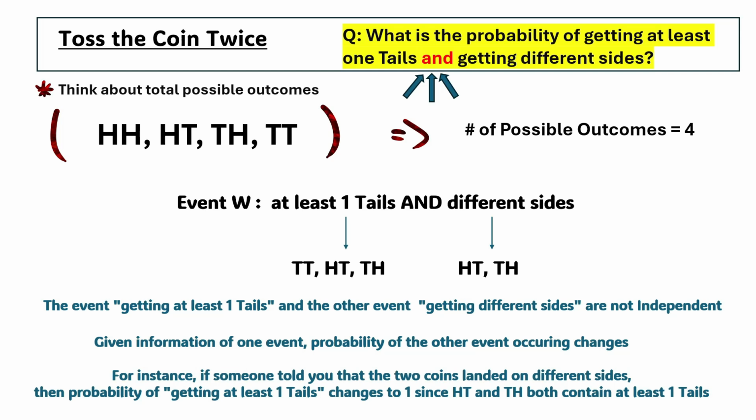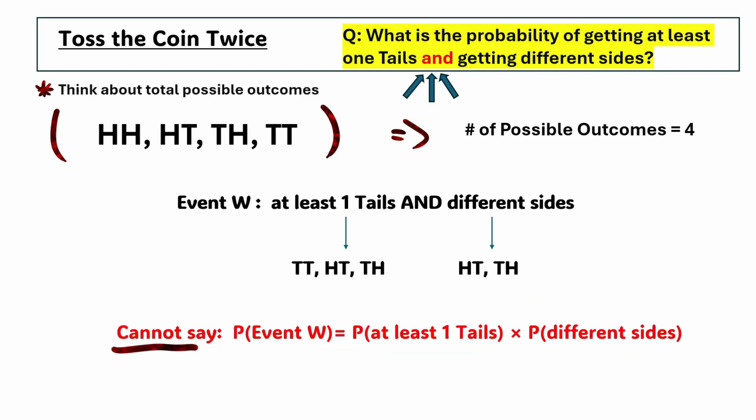For instance, if someone told you that the 2 coins landed on different sides, then the probability of getting at least one tails changes to 1, since HT and TH both contain at least one tails. The point I'm trying to make here is that the 2 individual events are not independent events, and therefore we cannot simply multiply the probabilities of those 2 individual events to get the probability of event W.